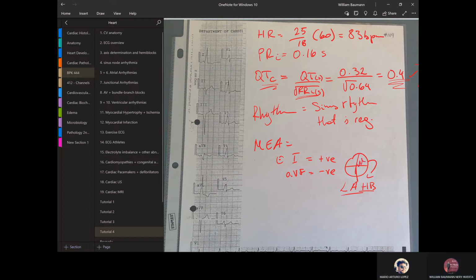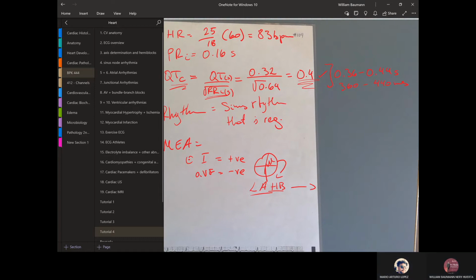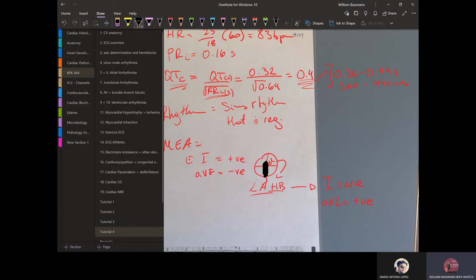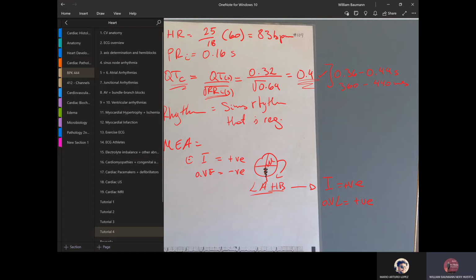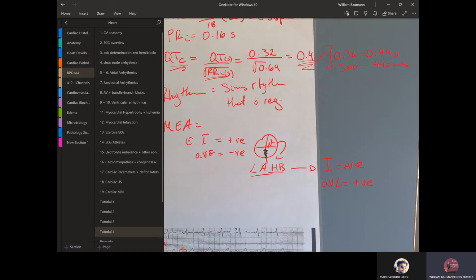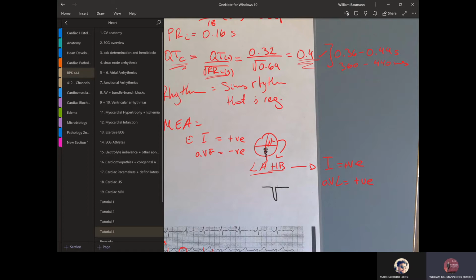What do you look for in a left anterior hemiblock? Lead 1 being very positive, and AVL being also very positive. Why? Because this portion right here is not receiving the recording. That's why you see a negative sign. It's going away from it. It was going in an altered direction. Why? Because this part is not working.